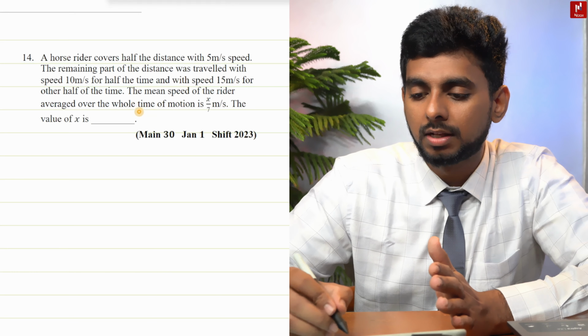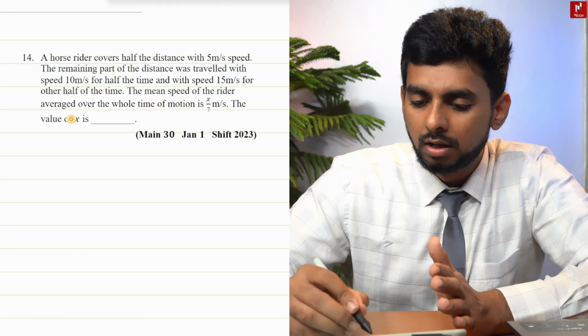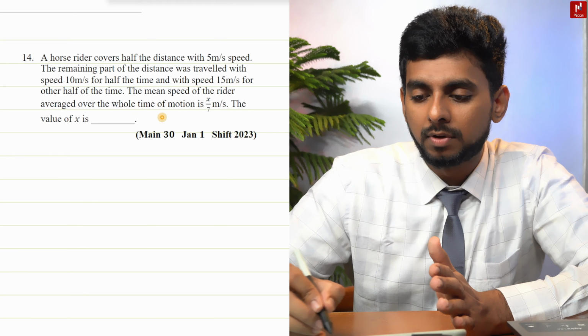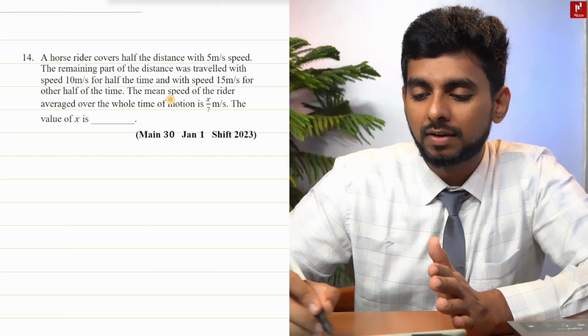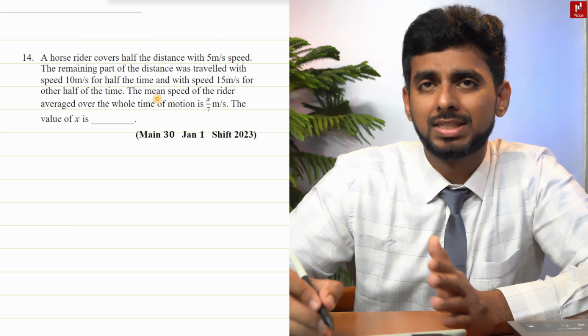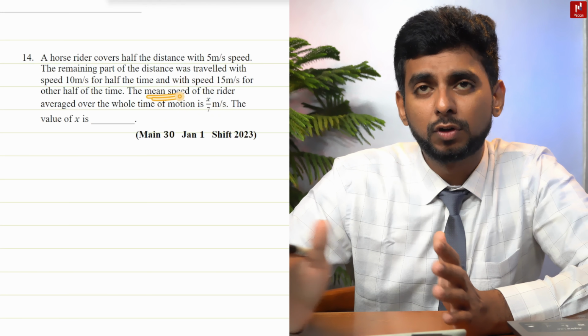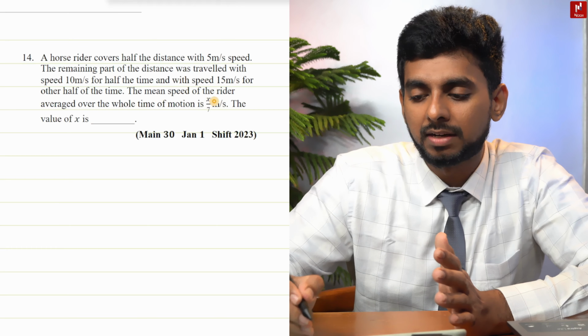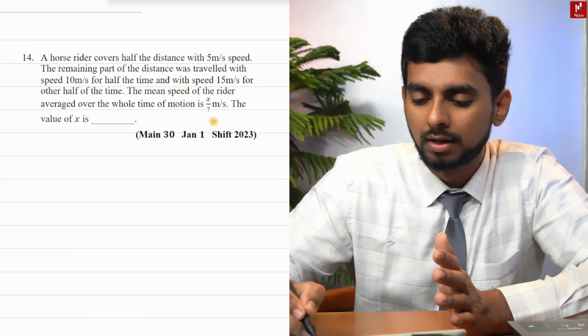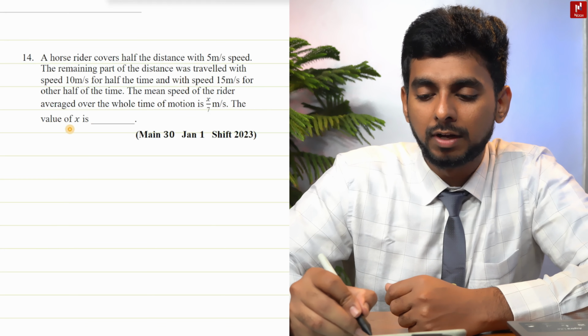So the statement is done. Then you have got the mean speed of the rider averaged over the whole time of the motion is x by 7. So they have given you the mean speed, which means I just need to get the average speed. If I have to get the final answer, that will be in this pattern, which is like x divided by 7. Got it? So what I need to get over here is the value of x.